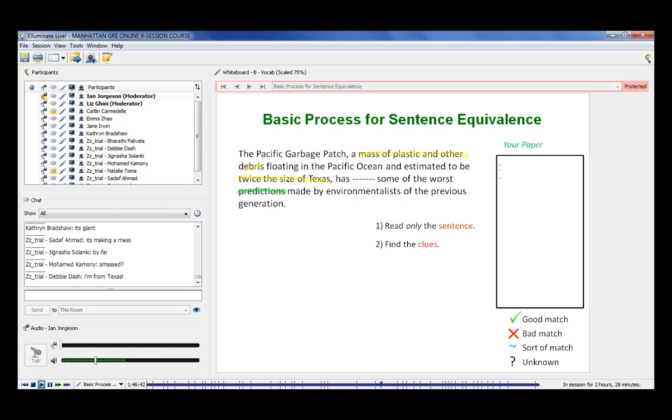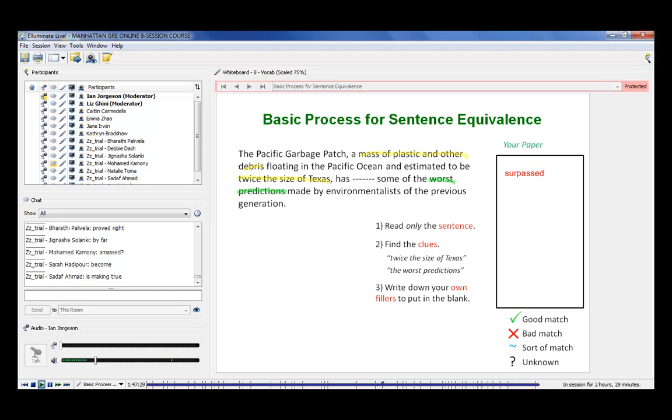So once we find and identify these clues, then we want to come up with our own filler to put in the blank. So what do you guys think here? What would be a good filler word to put here? Notice we haven't looked at the answers yet. Surpassed. I like it. Surpassed. The environmentalists made really bad predictions, some of the worst predictions, and what we're saying is that this is even worse than what the environmentalists predicted, right?